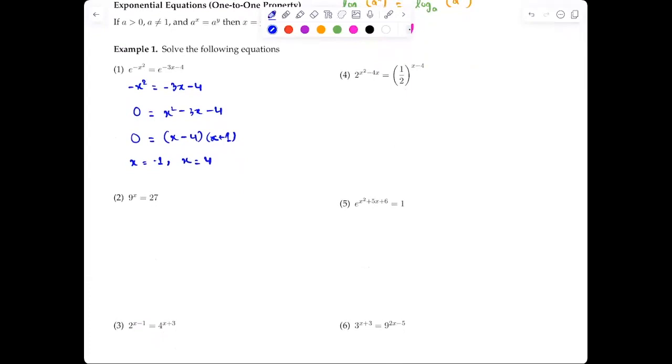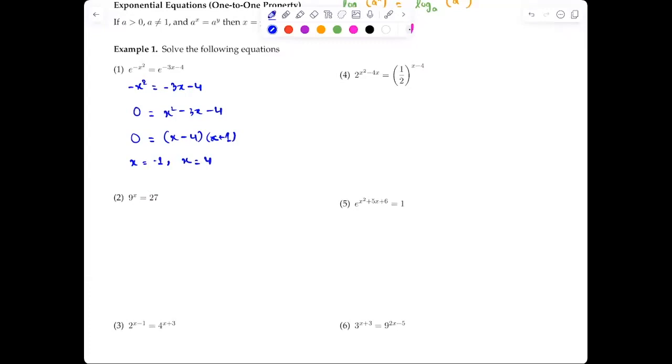Any questions so far? All right, now number 2. So what do you do? Number 1 is easy. You see that the bases on both sides are the same, so you just match the exponents together.